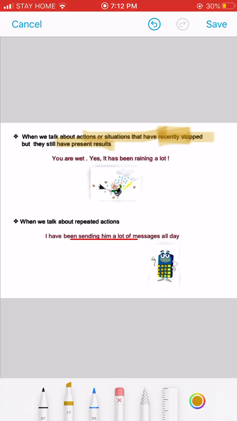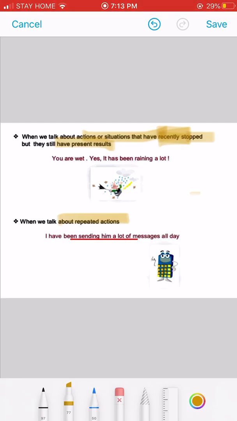المطر توقف, but we can still see the result. بنشوف النتيجة. For example, there is water on the ground, on the street. في عنا مطر أو ماء على الأرض. For example, you are wet. أنت مبلل أو رطب. Yes, it has been raining a lot. إذن كيف عرفت إنها كانت تمطر؟ You are wet. أنت مبلل.